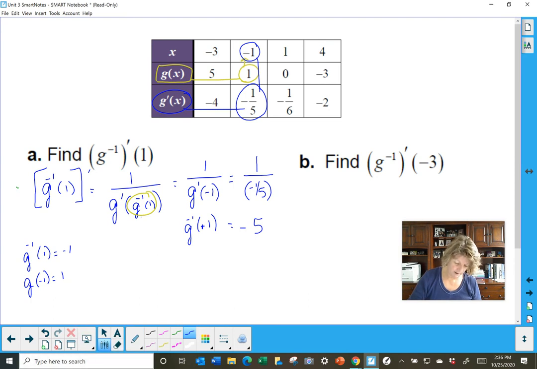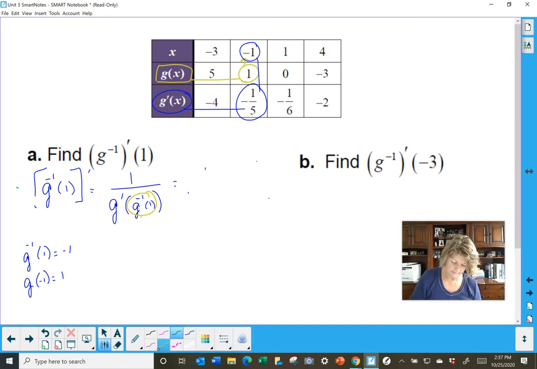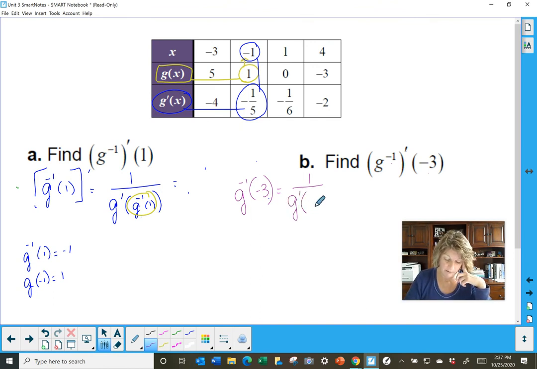The x and y's are reversed. Let's do one for 3. Okay, scrap that plan. The derivative of G inverse at negative 3 equals 1 over G prime, the reciprocal relationship, of G inverse of negative 3.